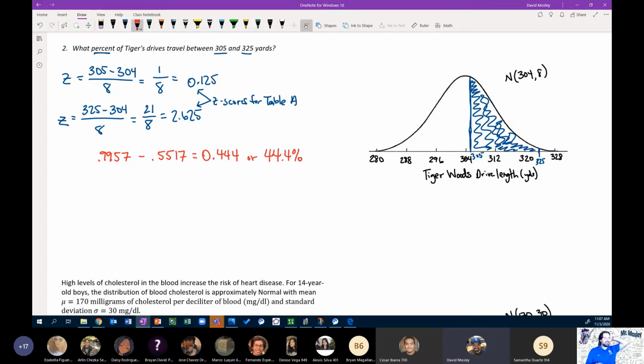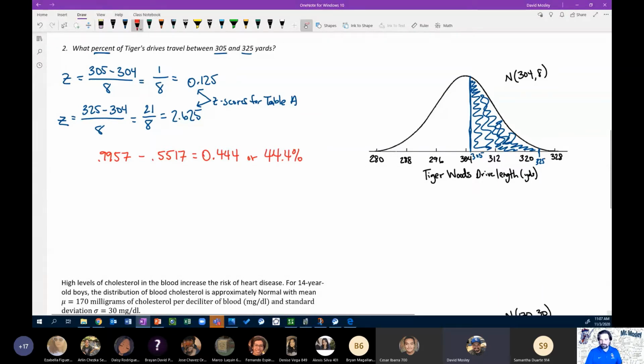Again, it makes sense for my picture. We knew it should have been less than 50%, so that works. That helps. All right. So we can say that approximately 44% of Tiger Woods drives are between 305 and 325 yards. We can kind of round it to an approximate right there.